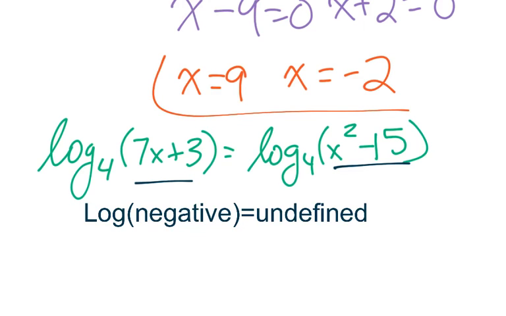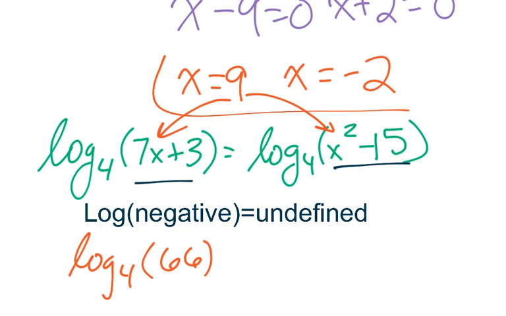So if we check x equals 9 for these pieces here, we'll get log of 4 times 9, which gives us 36, so that's 36 plus 3, which is 39. Wait, let me restate: 7 times 9 gives us 63, so that's 66. That's perfectly fine. And then log of 4, 9 squared is 81 minus 15 is 66. So this one actually checks out.